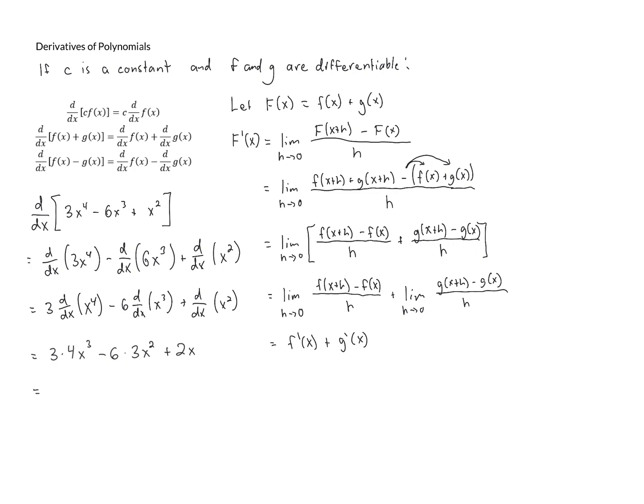And then we can go through and multiply those out. 3 times 4 is 12, so we've got 12x cubed, minus 6 times 3 is 18, so we've got 18x squared, and then plus 2x. And this is our derivative of the original polynomial function that we had.